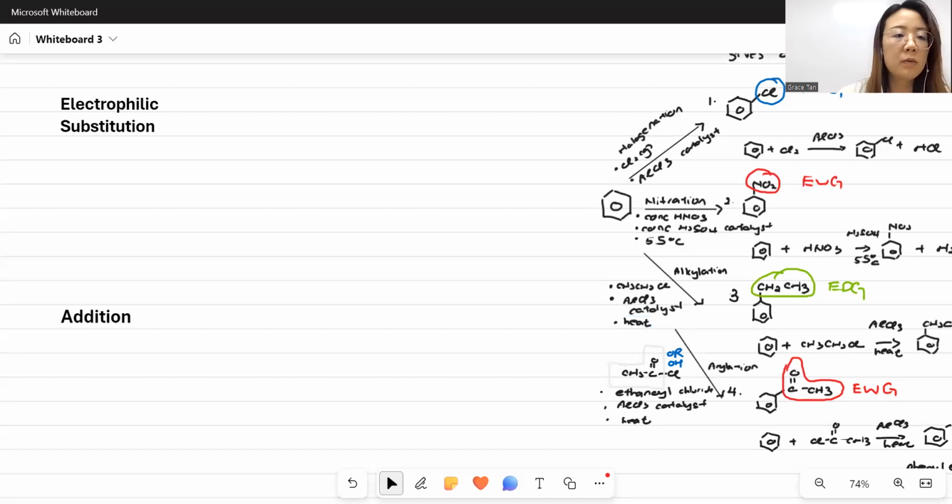Okay, so we want to now write the mechanism for any one. So let's start with halogenation. For halogenation, you require chlorine gas and AlCl3 catalyst. Let me just start with the mechanism. Now, the mechanism always occurs in 3 steps. The first step of the mechanism is the production of the electrophile.